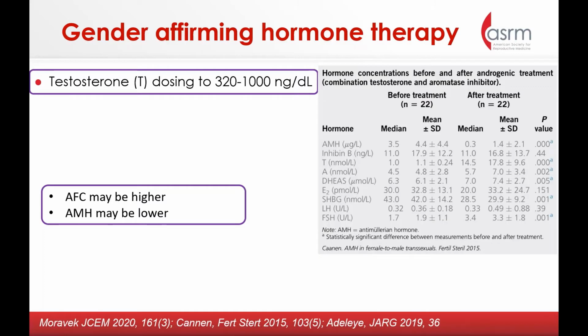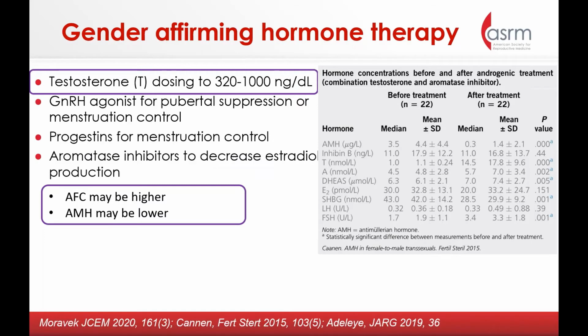So here is a prospective cohort study of hormone concentrations before and after T treatment, actually a combination of T and aromatase inhibitor. And what you'll see is that AMH levels in these 22 individuals prior to treatment, at a median of 3.5, look higher than post-treatment at 1.4. However, these studies are tricky because oftentimes there are multiple drugs in the regimen, including GnRH agonists for pubertal suppression, which we know also suppress AMH, progestins for menstrual control, and AIs to decrease estradiol production.